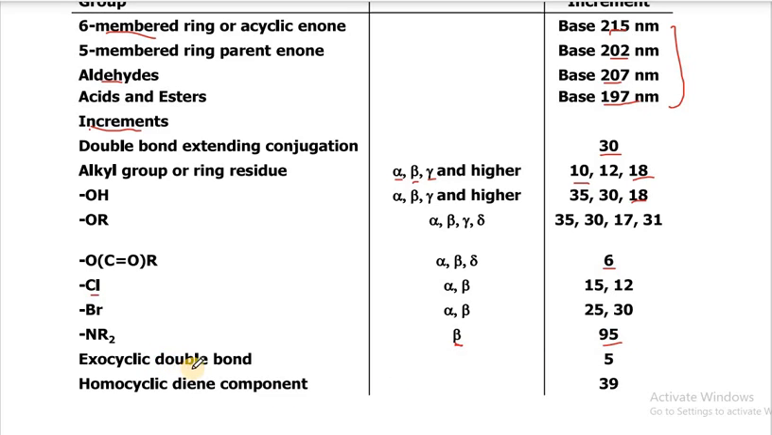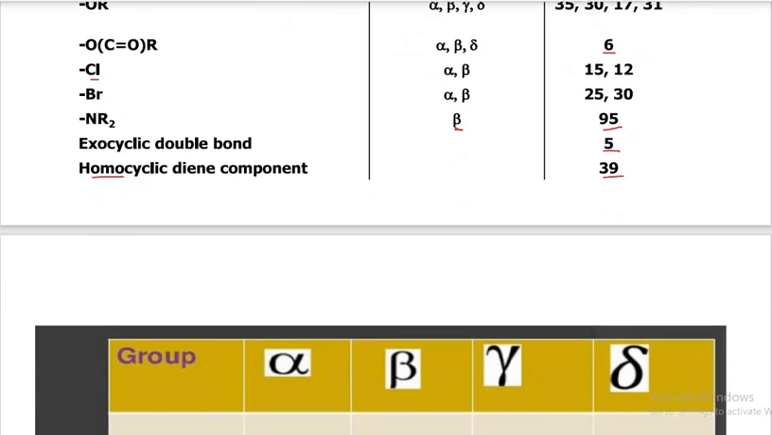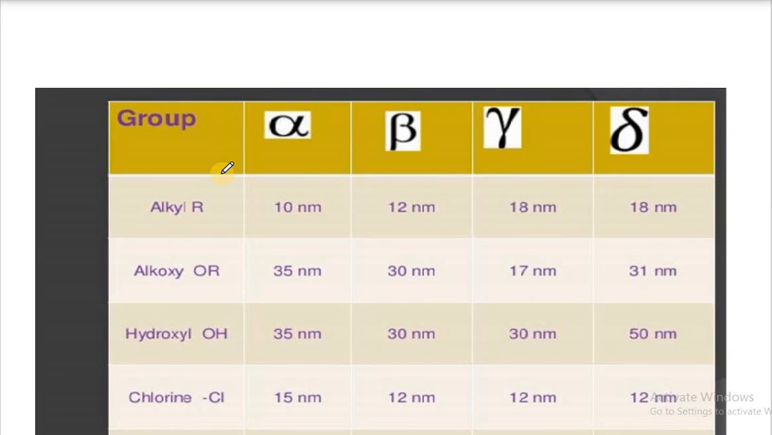And if it is exocyclic double bond, this already we know, then 5 nanometer will be added. And if homocyclic diene component is present, that is diene is also present, homoannular, then 39 extra value is added. So these are the values which are to be added at different positions.